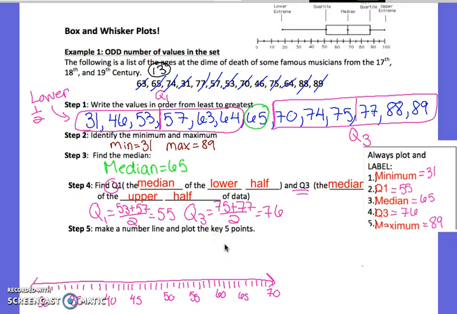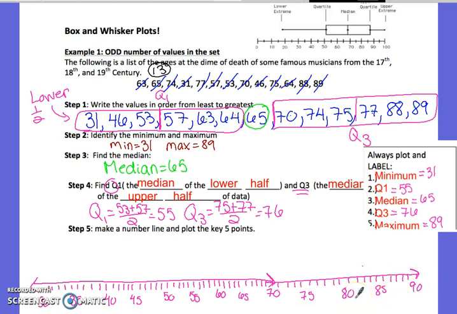Okay, so I moved my box of points up just so I had some more room so that now I can keep my number line going. 71, 72, 73, 74, 75, 76, 77, 78, 79, 80, 81, 82, 83, 84, 85, 86, 87, 88, 89, 90.